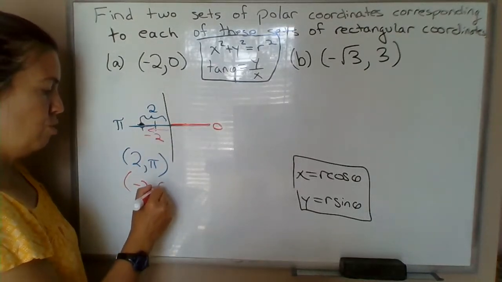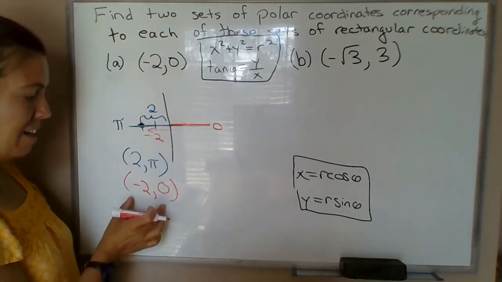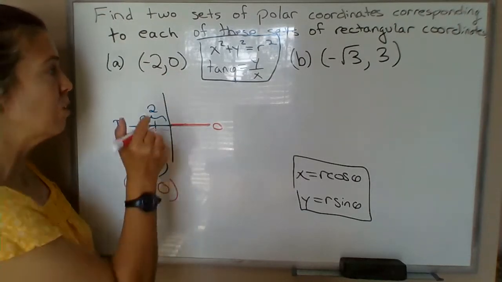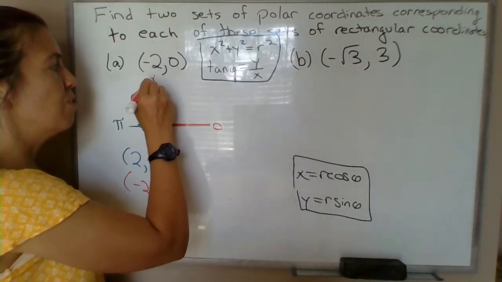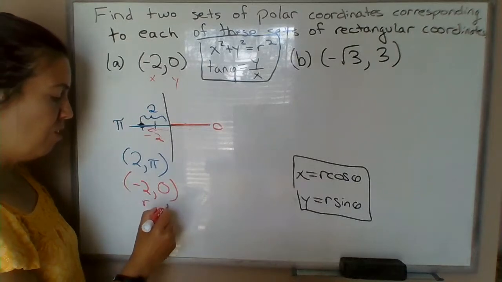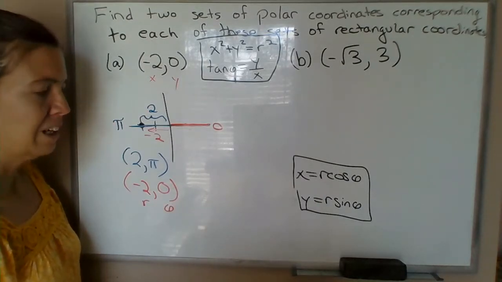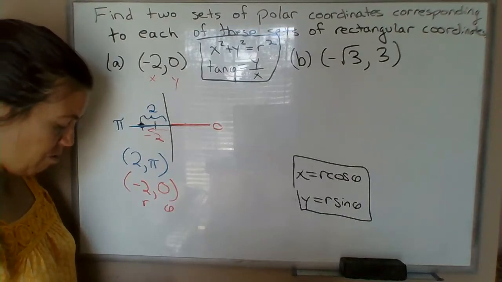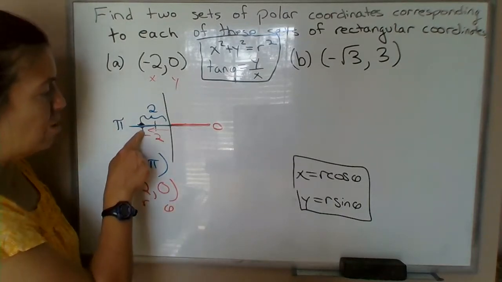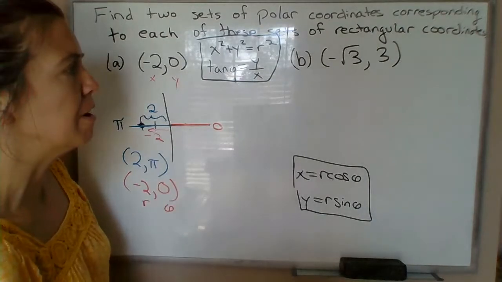So negative 2, 0. Now notice, it's the same coordinates that we had in the rectangular form here, but this is x, this is y in the rectangular form, and this is r, this is theta. Turns out in this case, it happens to work. Those coordinates happen to work as both polar and rectangular coordinates. Either way, it does correspond to this point right here. Okay, so there's that one.